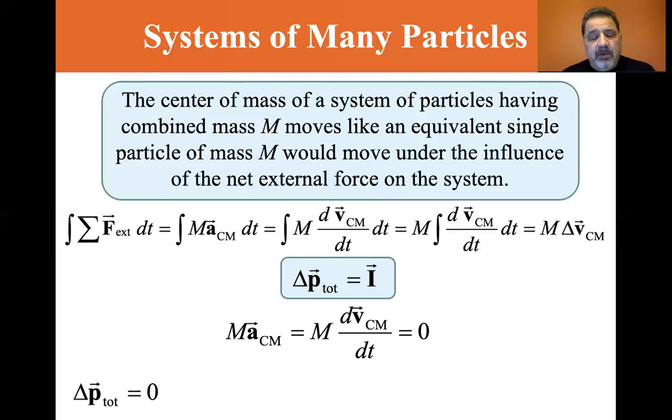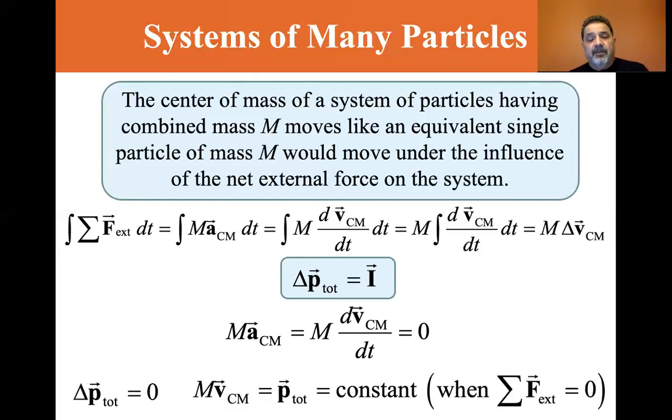So in this case, if it's an isolated system, the change in total momentum is equal to 0. So mVcm, the total momentum, is constant when the sum of the external forces is equal to 0. Like, when do we have that?